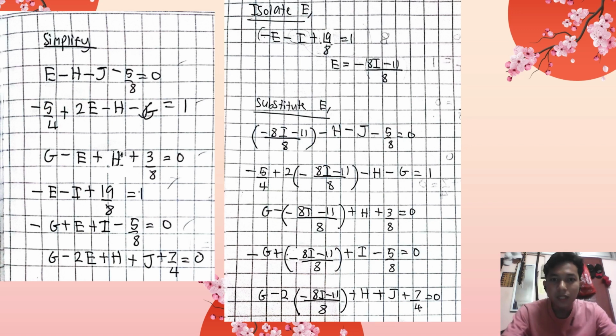So now, we can isolate e, from the equation negative e minus i plus 19 over 8 equal to 1. E equal to negative i minus 11 over 8. After we solve this, we now substitute e into all of these equations. And now we can get this.